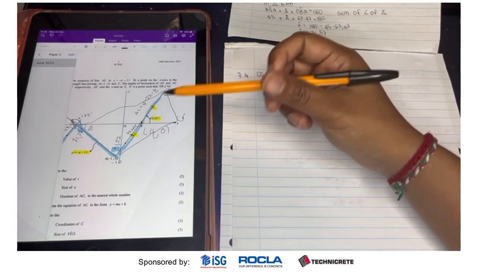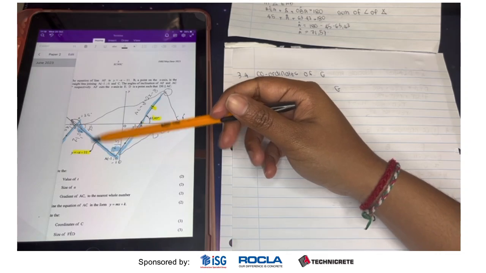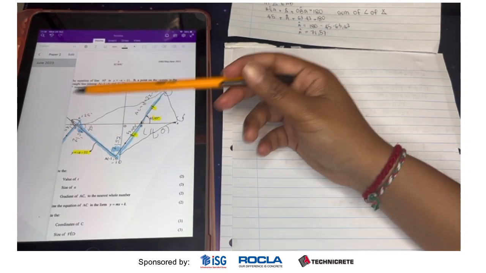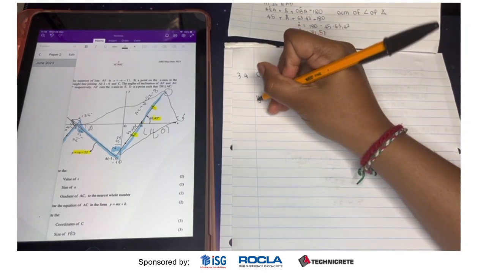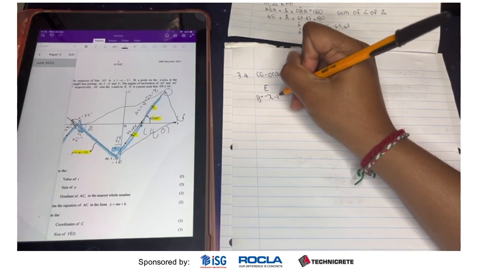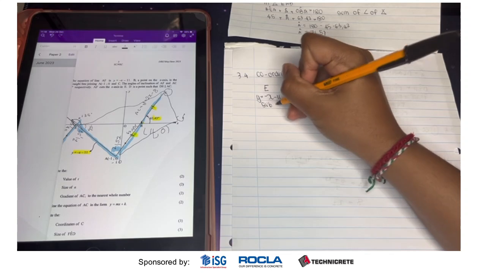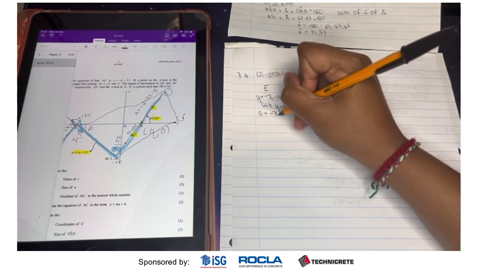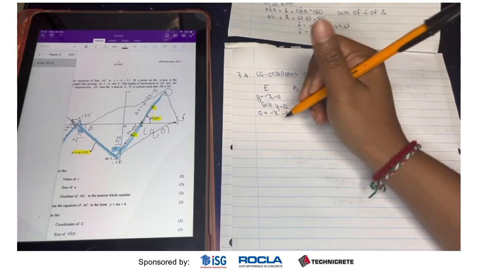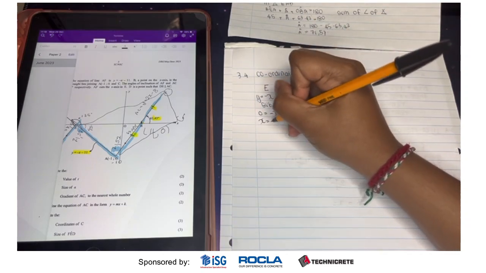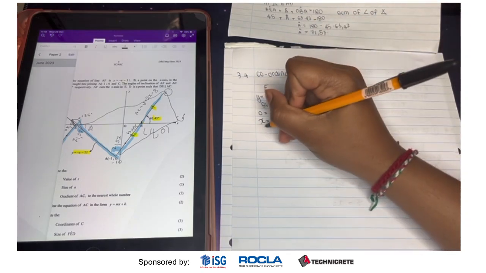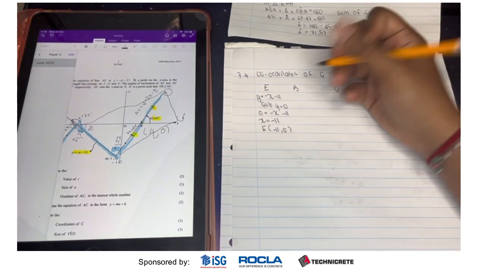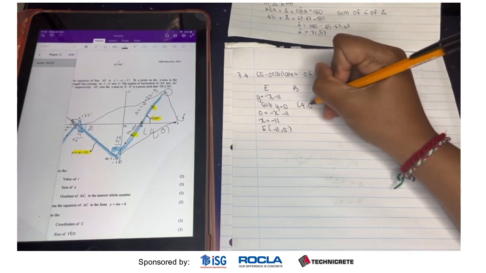So E, we can see, we know the equation, we don't know what our X value is, but we can substitute. So Y is equal to negative X minus 11. We're going to substitute because Y is equal to 0. So 0 is equal to negative X minus 11. I'm going to take the X to the other side. X is equal to negative 11. So the coordinates of E are negative 11, 0. B we've calculated already is 4, 0.